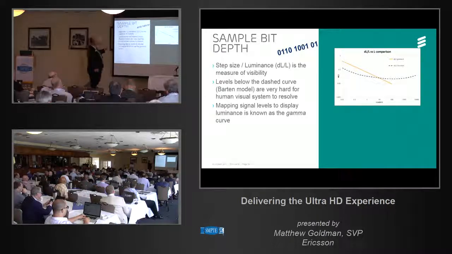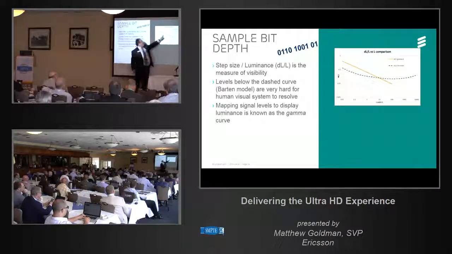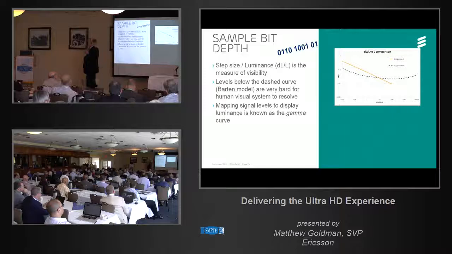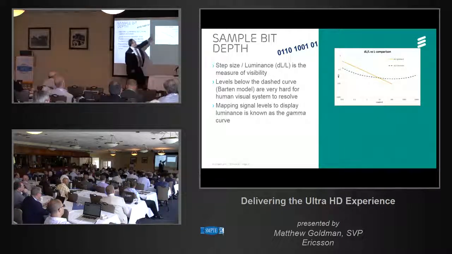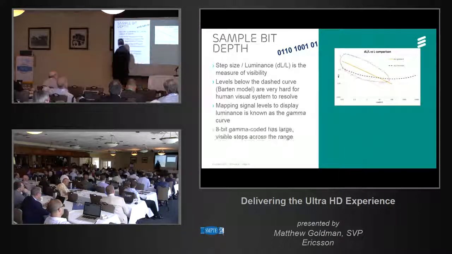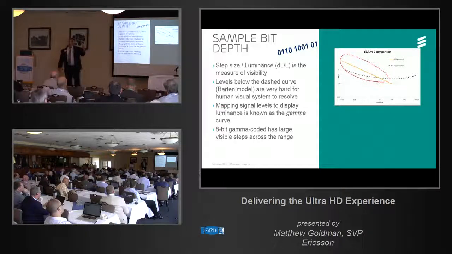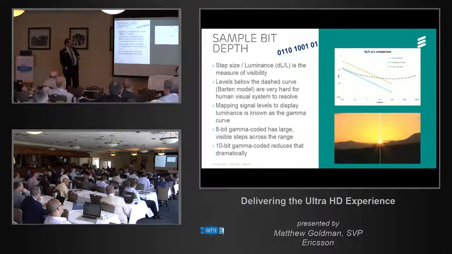If that step is above this curve, the Barten's curve, which was measured, you will see that step. If it's below the curve, you won't. This is the human visual response right here. So what this is telling you is that with what we're doing today in television, you see steps. I'm going to show you a picture of this in a second.